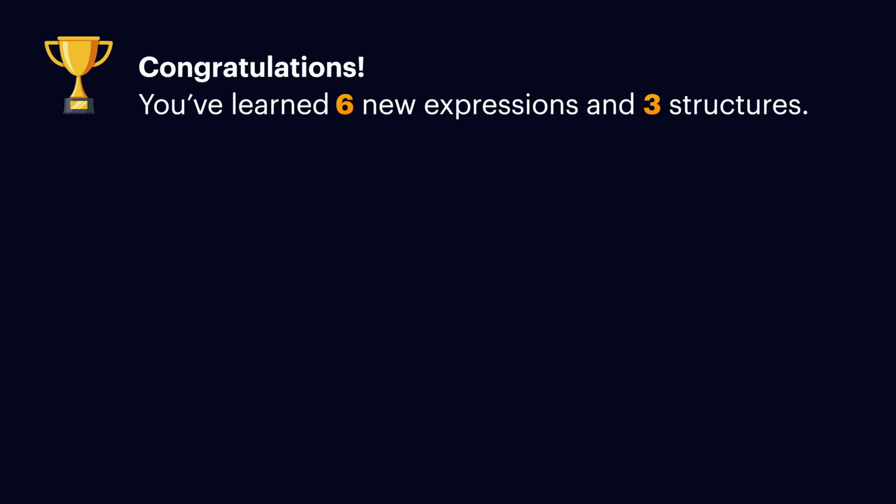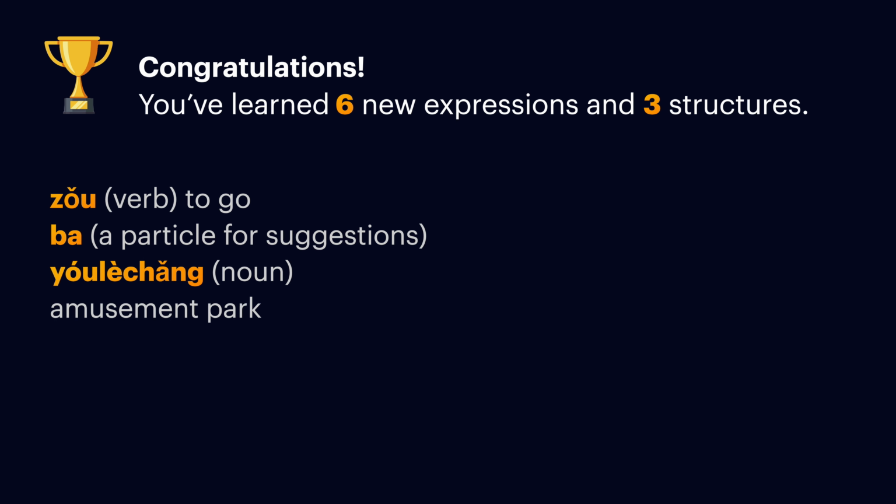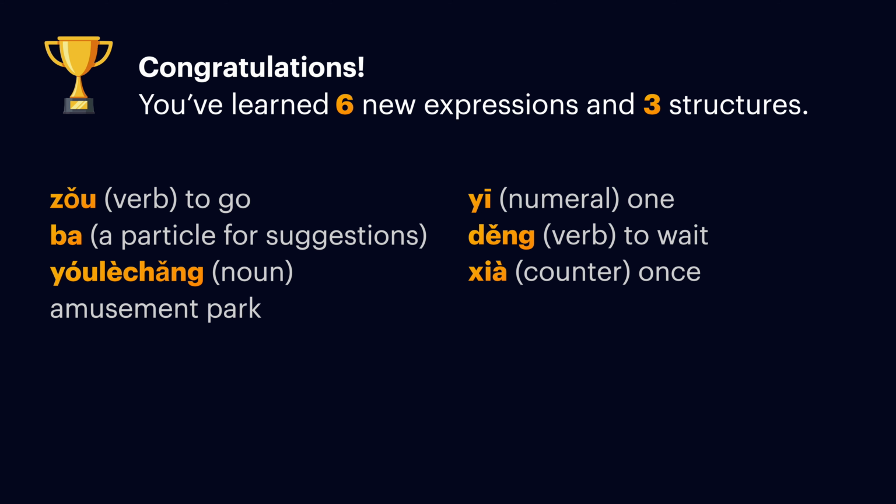We've learned just 6 expressions and 3 structures. This lesson is relatively light, and you're going to have an easier time on the quiz. We learned that 走 means to go, 吧 is an imperative particle for suggestions, 游乐场 is an amusement park, 一 means 1. As far as numbers are concerned, this is the only one we're going to learn in this course. In HSK 1, we're going to learn numbers 1 to 99. But for this course, let's just stick with 1, okay? And 等 means to wait. And 下 is a counter, meaning once.